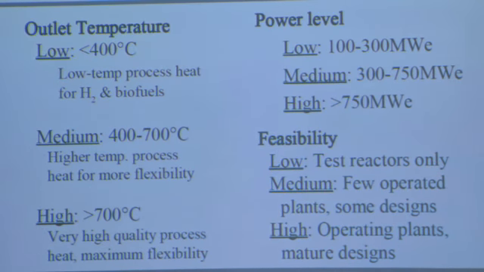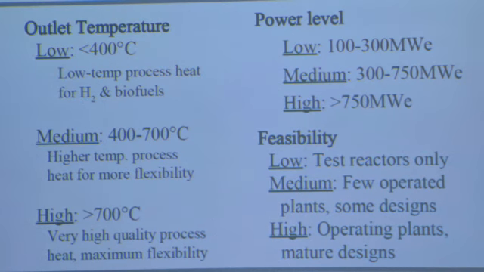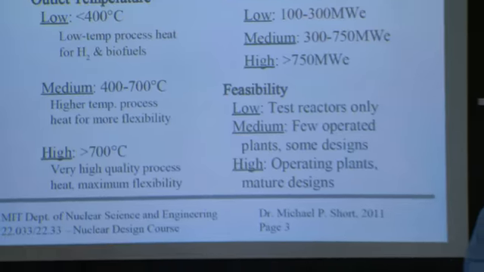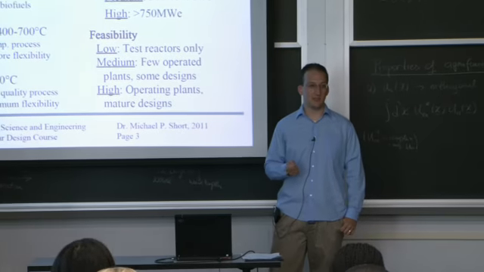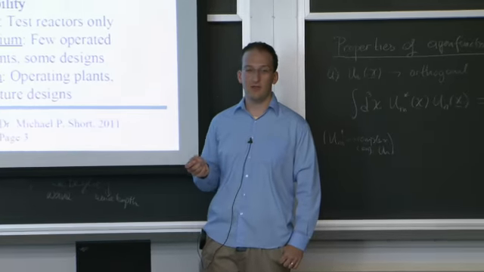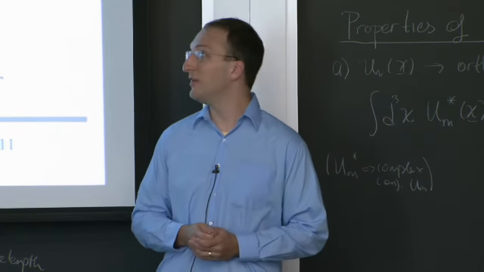And the high temperature ones, over 700 C, very high quality process heat, and it starts to open up the playing field for a lot of different hydrogen production processes, like the sulfur iodine process, in terms of making it efficient enough to make it worth it.